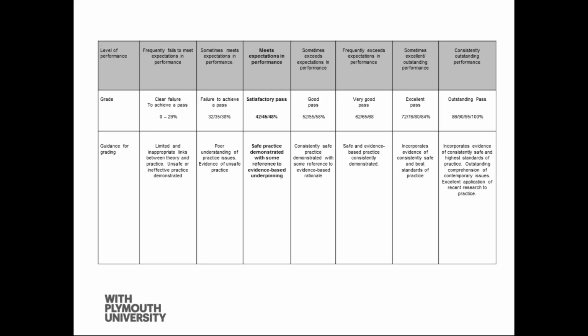So here is the grading grid we're asking you and your mentors to use, and it's about meeting expectations of a Year 3 student. So to pass, your mentor can choose from a range of 42, 45 or 48. And similarly, if you're excellent, 72, 76, 80 or 84%. It's about demonstrating evidence of safe practice, but it's also providing that underpinning knowledge and evidence through the evidence that you submit.